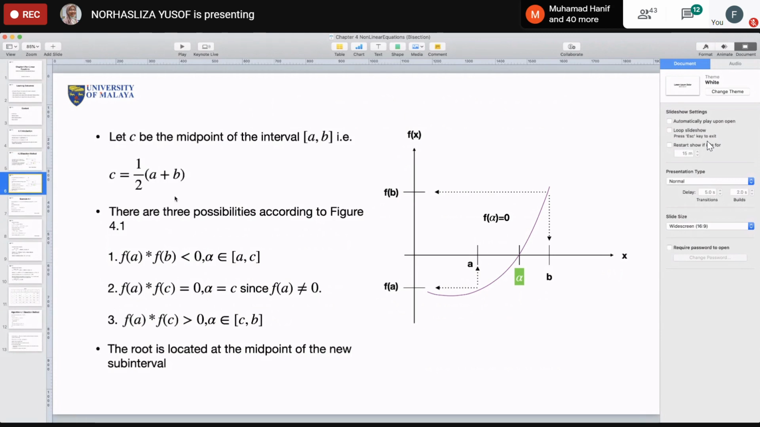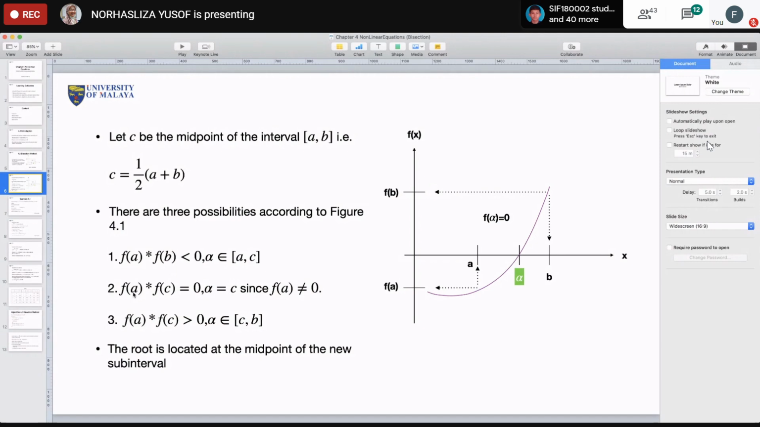There are three possibilities in the bisection method. But first, obviously, you have to find your midpoint. After that, you have to check these possibilities. Our first possibility is that the multiplication must be less than 0, which is negative. It means that your B will be replaced by C, your midpoint. So you always test this. Either your A or C will change, depending on the condition.